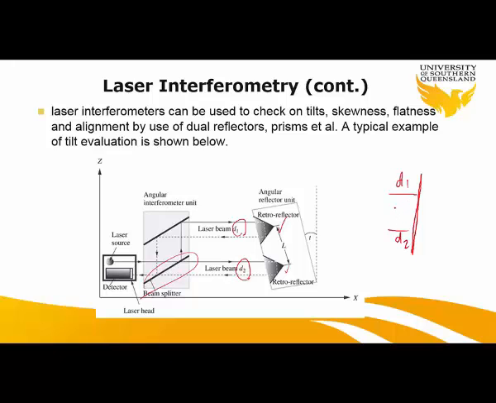So these distances are equal if, in this case, this line is vertical. But if you have a tilt like that, this distance cannot be equal. So from that you can get a tilt. This is how it works.